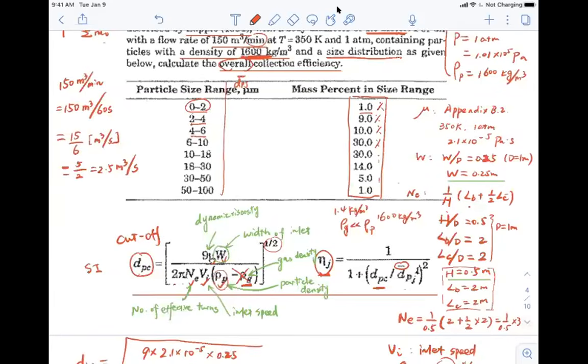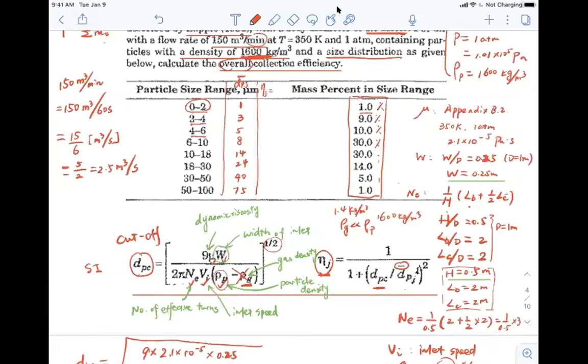What is the average size in this range here? So let's say 0 to 2, the average size is just 1, right? 2 to 4, that's going to be 3. And then 4 to 6, that's 5, and 8, and 14, 24, 40, 75. So these are all the different sizes that we're interested in, okay? And then we need to find out what is the efficiency.